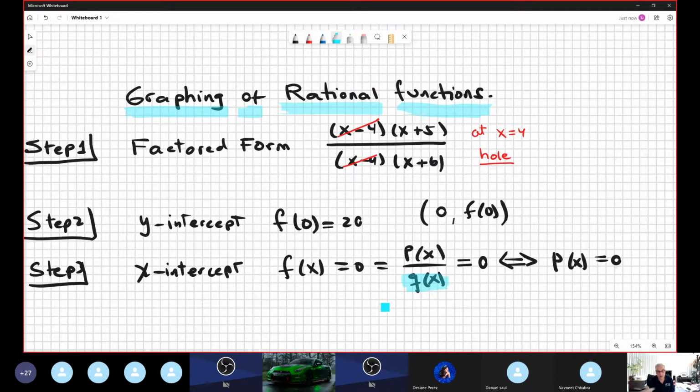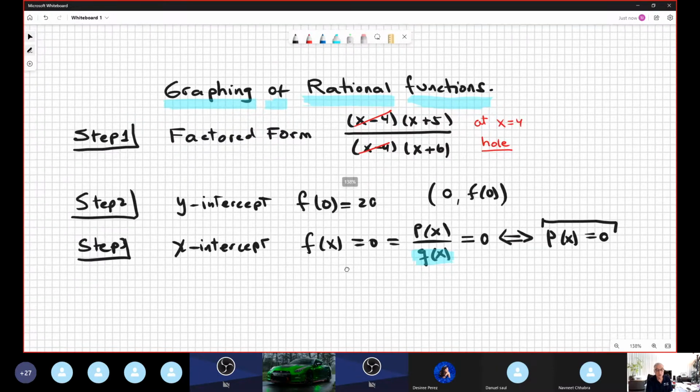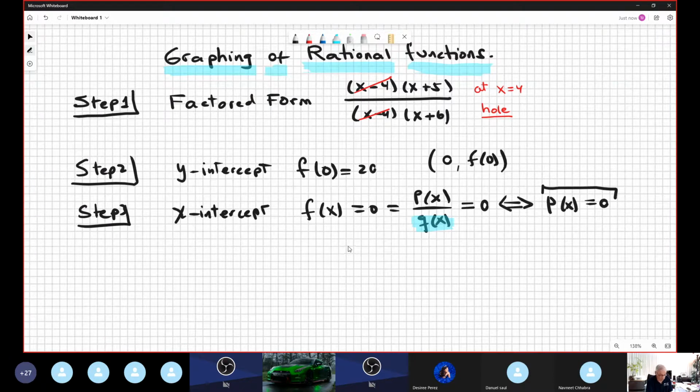Because you know very well, when you have a fraction and the fraction is equal to 0, it's because the numerator is 0. I don't care about the denominator. You take the numerator, you enforce it to be 0, and you focus on the solutions of this equation. Sometimes there is one solution, or two, or three, depending on the example and the degree of the polynomial, and you plot those points. Everyone follow me so far?